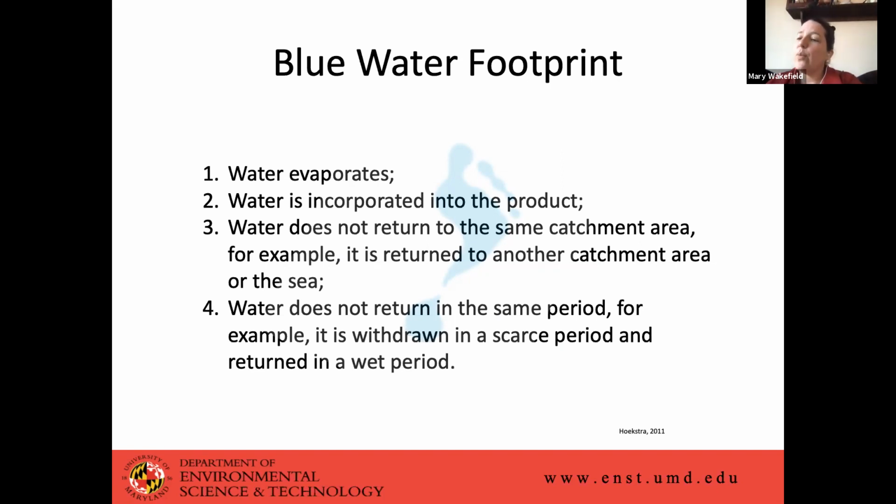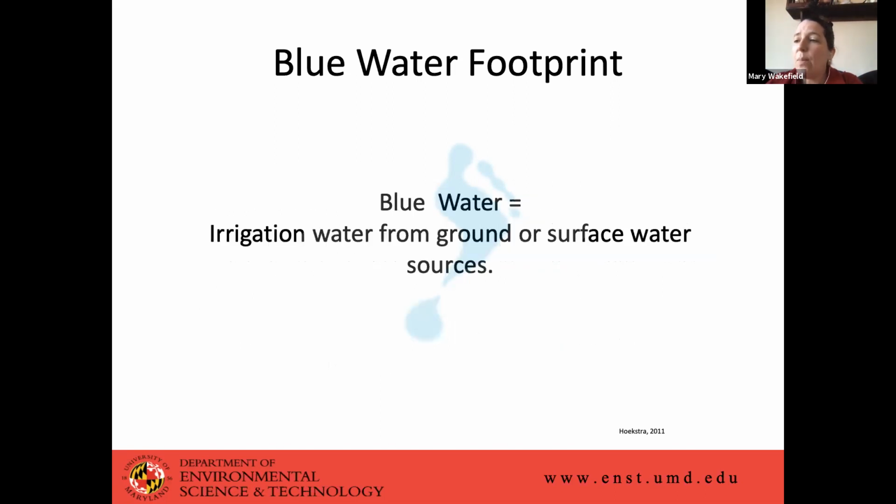So your blue water footprint, again: your water evaporates, or water is incorporated into your product, in this case, corn. Water does not return to the same catchment area as it came from. For example, it is returned to another catchment area or the sea, or else your water does not return in the same period. For example, it is withdrawn in a scarce period and returned in a wet period. Basically, you can look at blue water as irrigation water from ground or surface water sources.